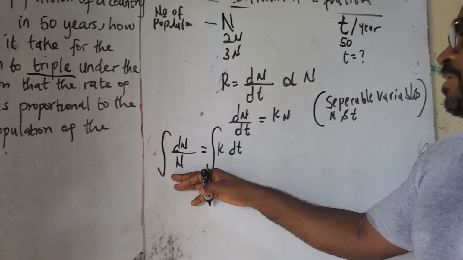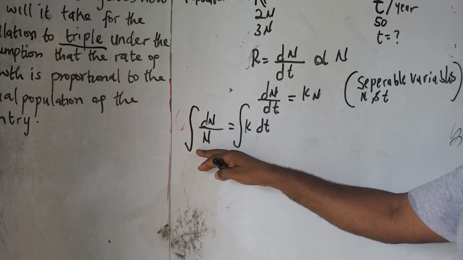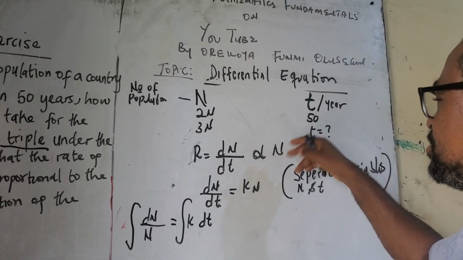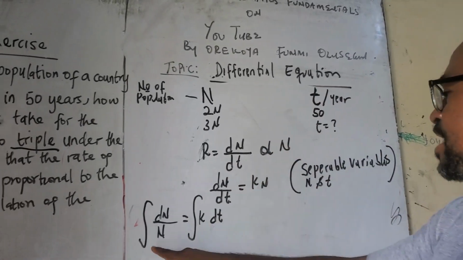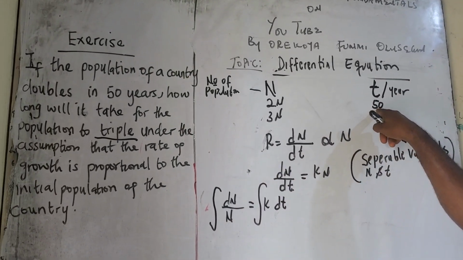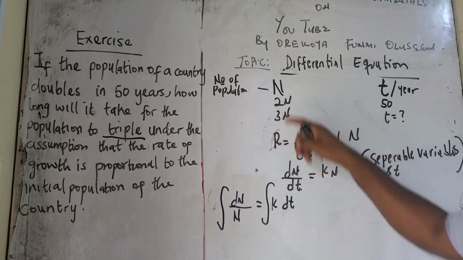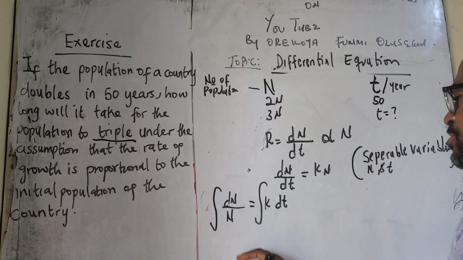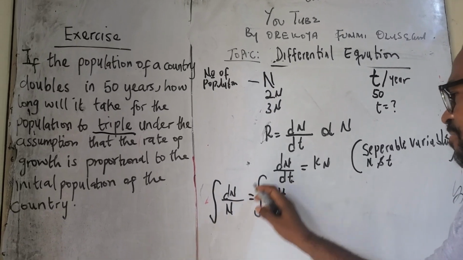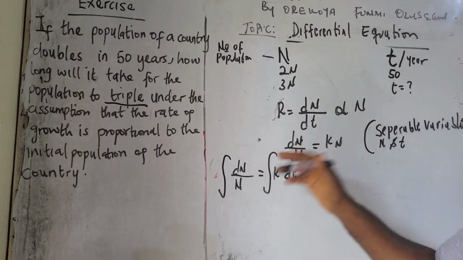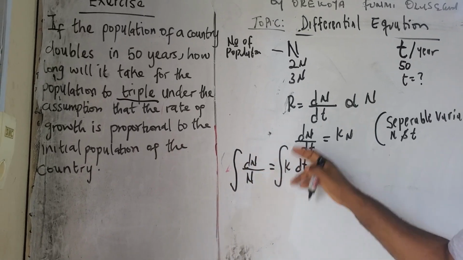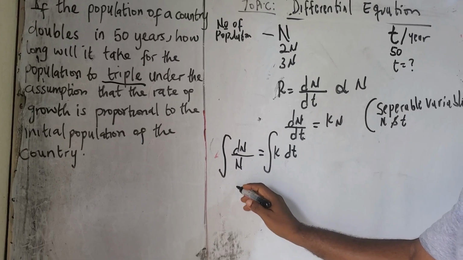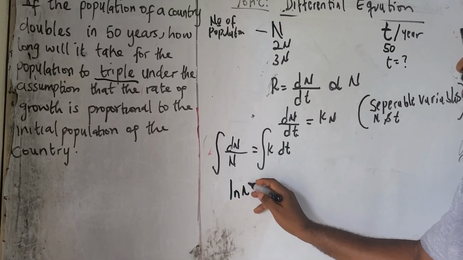Now, the initial condition is that the population starts, for the first case now. The first case is talking about the population n starting from n at t equals 0 to 2n at t equals 50, so that the population will double. So what we are trying to say is this. Let me first of all integrate before I put the limits of integration. So if I want to integrate this side now, I'm going to have it as ln n.